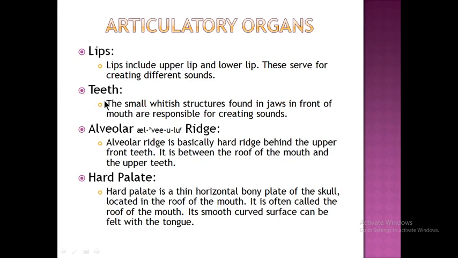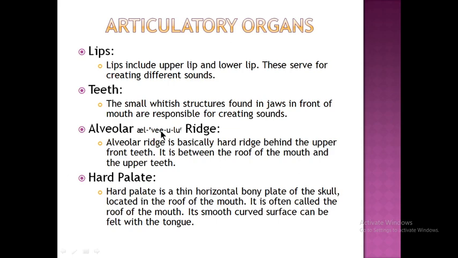Then the second articulator organ is the teeth. The small whitish structures found in the jaws at the front of the mouth are responsible for creating sounds. Teeth too are responsible. Here I would love to give an example. Some of you must have seen old people who don't have teeth in the mouth. You must have noticed the different pronunciation of some words which they pronounce. Yes or no? That is because they try to produce sounds of that language without having teeth in their mouth. That's why it sounds different to our ears. So teeth too are responsible for producing sounds and are articulator organs.